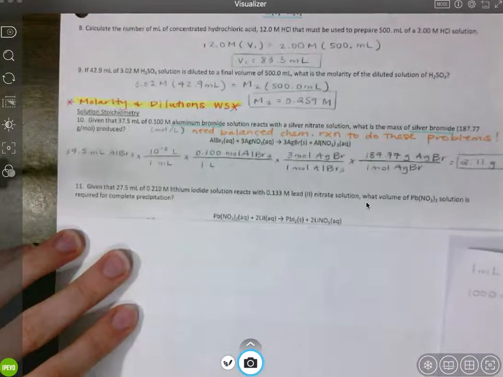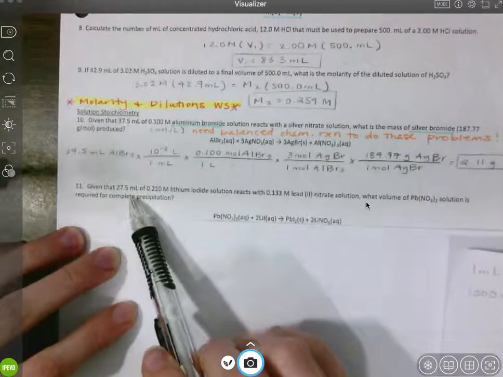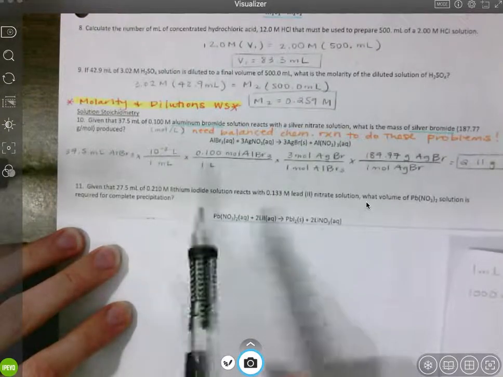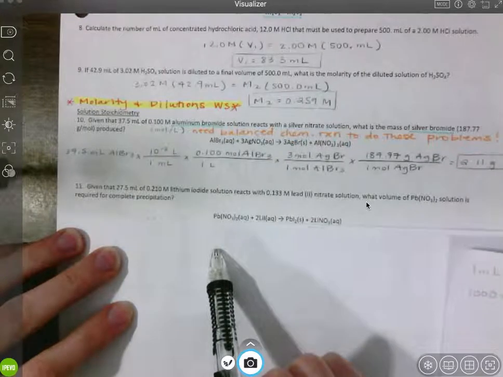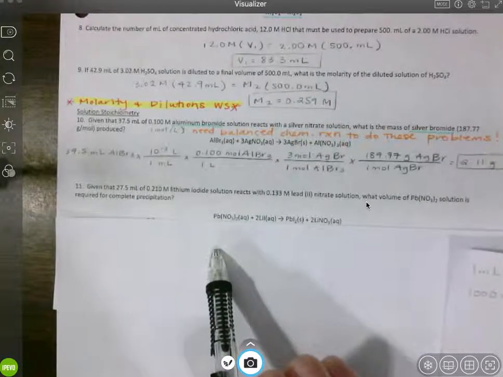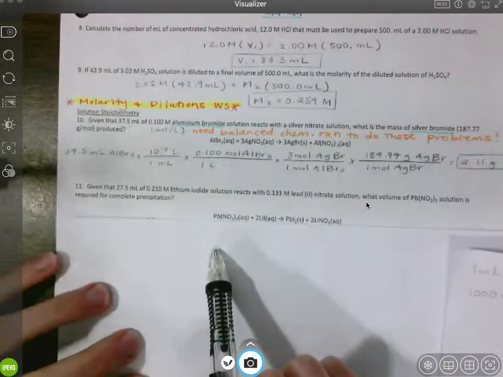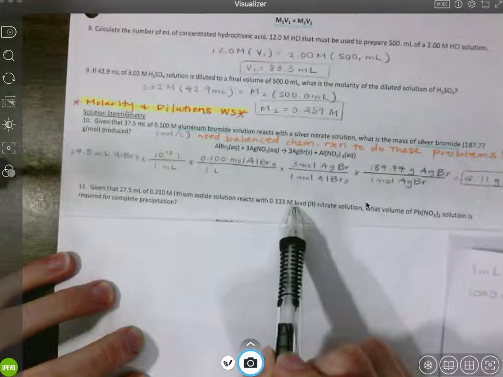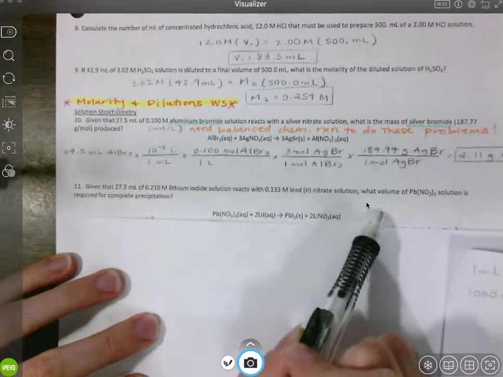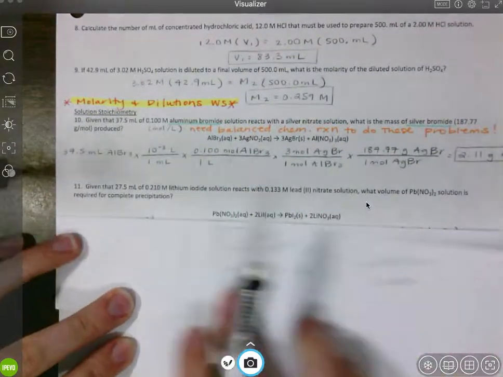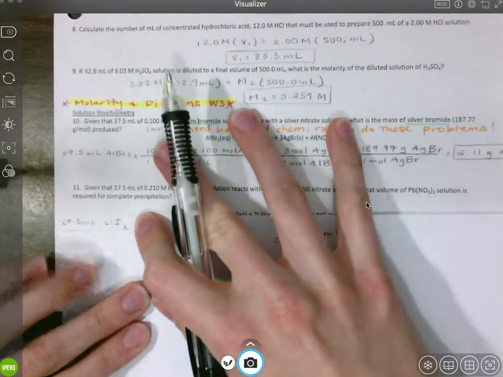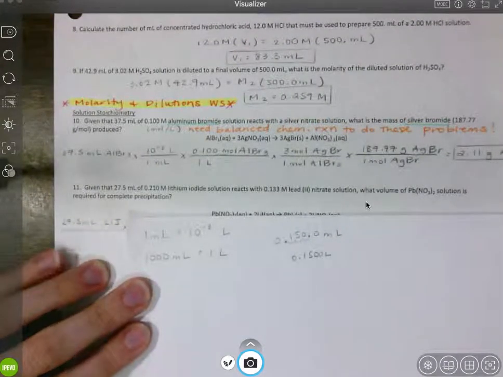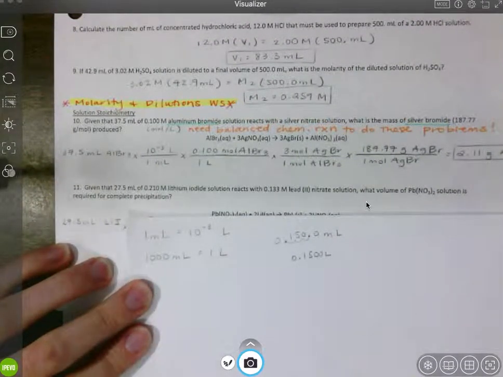So basically how we're going to do this is we are converting milliliters to liters. At that point, we can go to moles. Here we can go from moles of one substance to moles of another, so moles of lithium iodide to moles of lead-2 nitrate. Once we're in moles of lead-2 nitrate, we're going to use our molarity to convert to liters, because we want to know volume. Okay, so let's look at what we have here. We're going to start with our single unit, that's the 27.5 milliliters of lithium iodide.